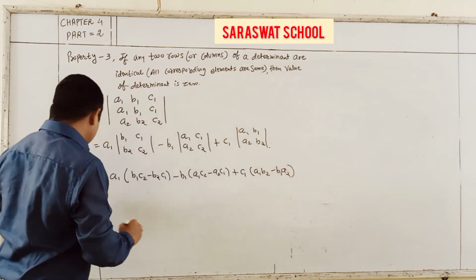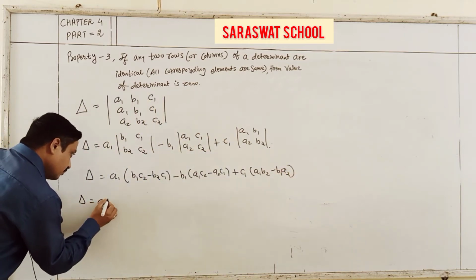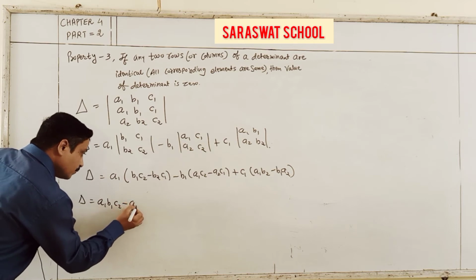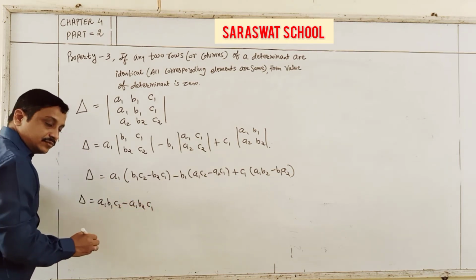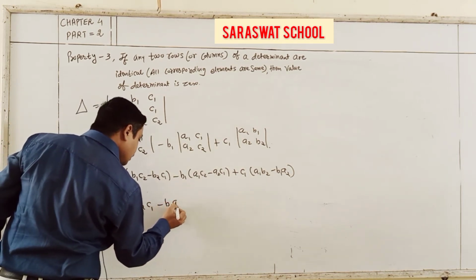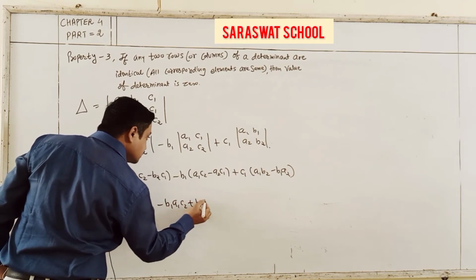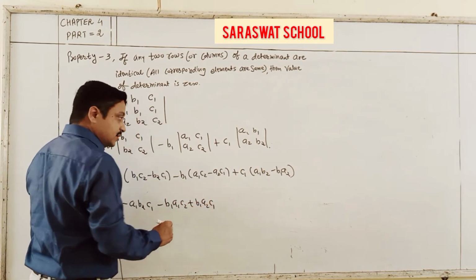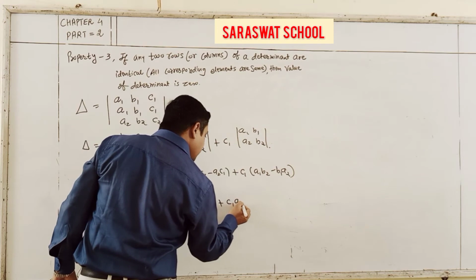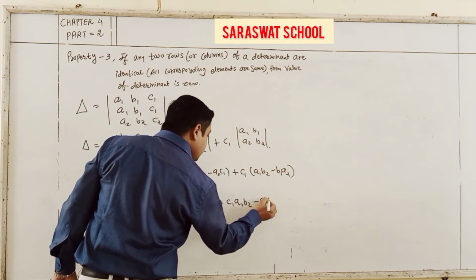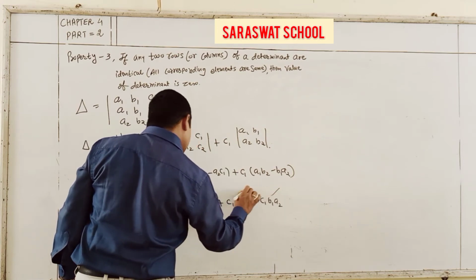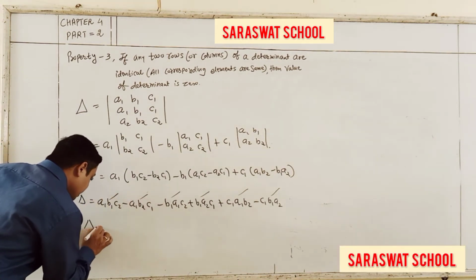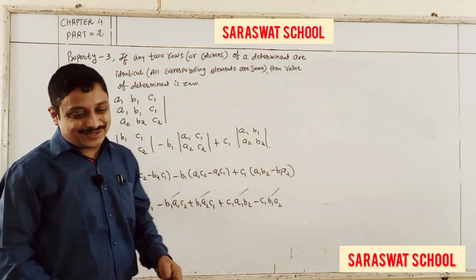Now expand the total: A1 B1 C2, A1 B2 C1, minus B1 A1 C2, plus B1 A2 C1, and last C1 A1 B2 minus C1 B1 A2. These all cancel, so the value of the determinant is 0.